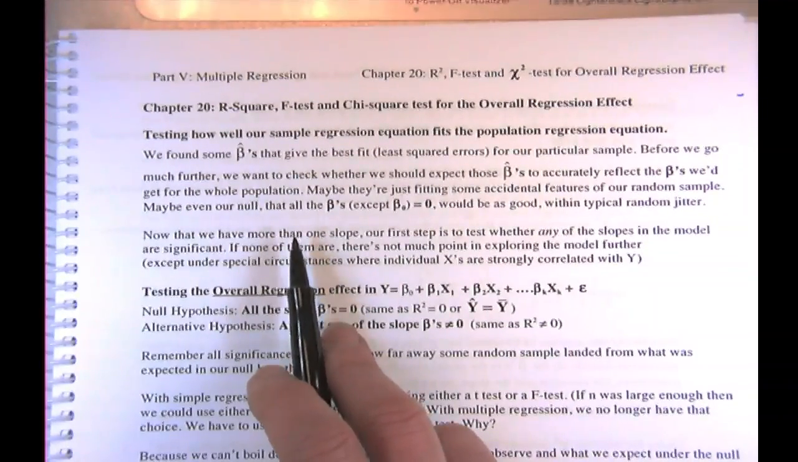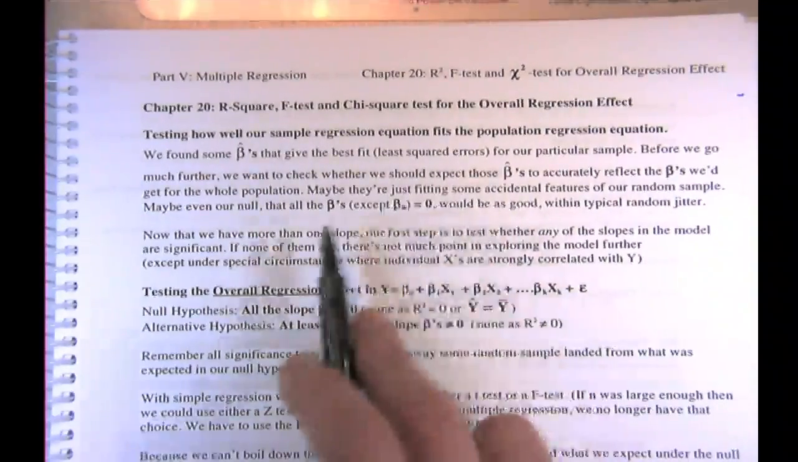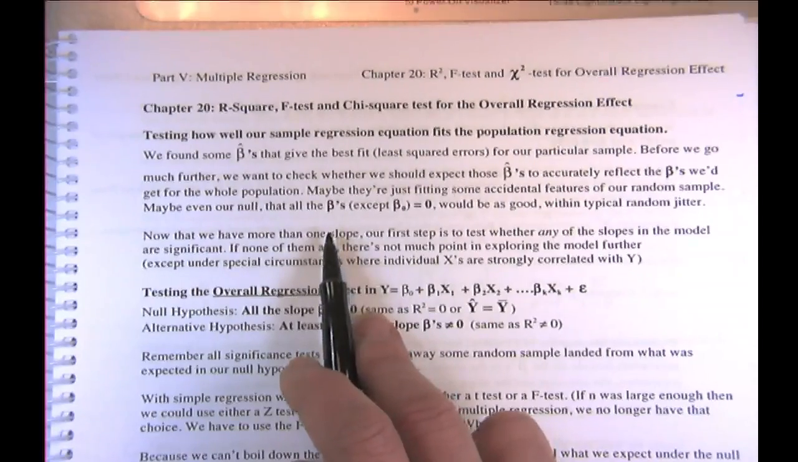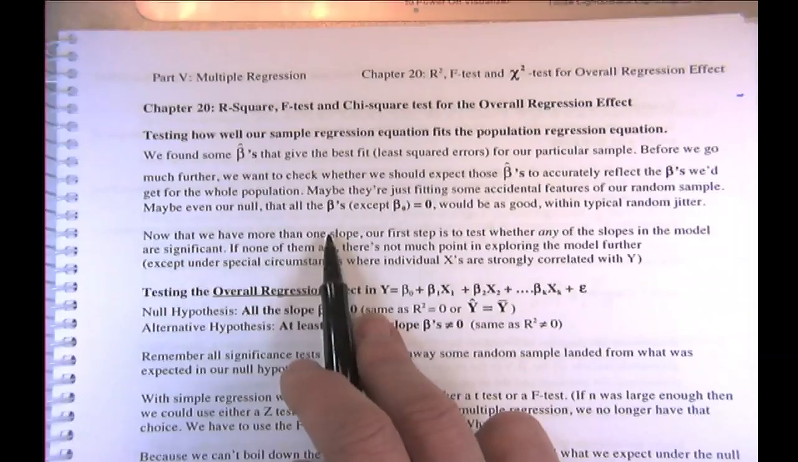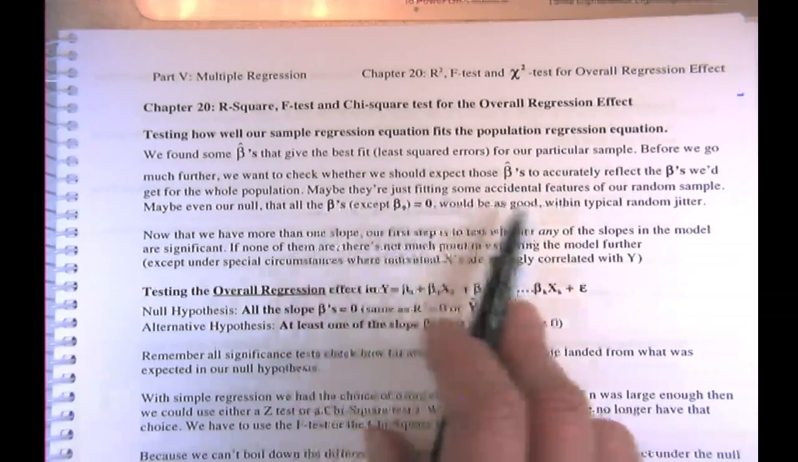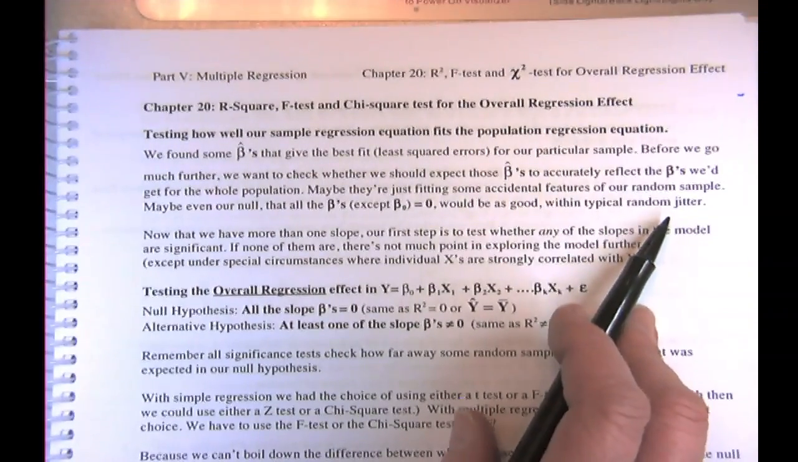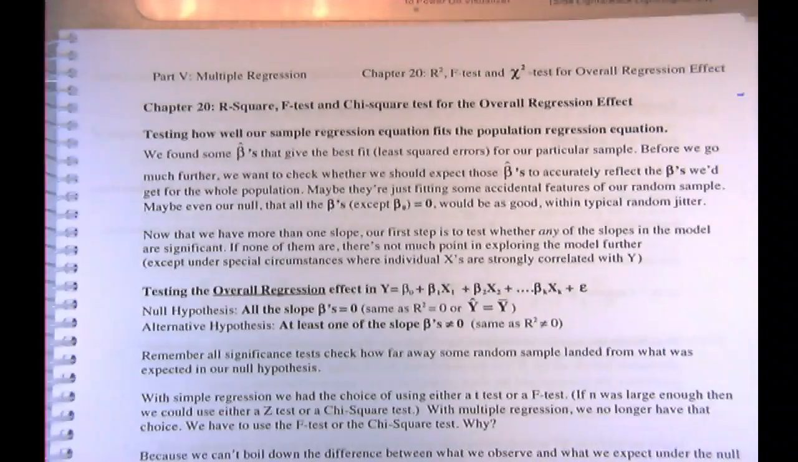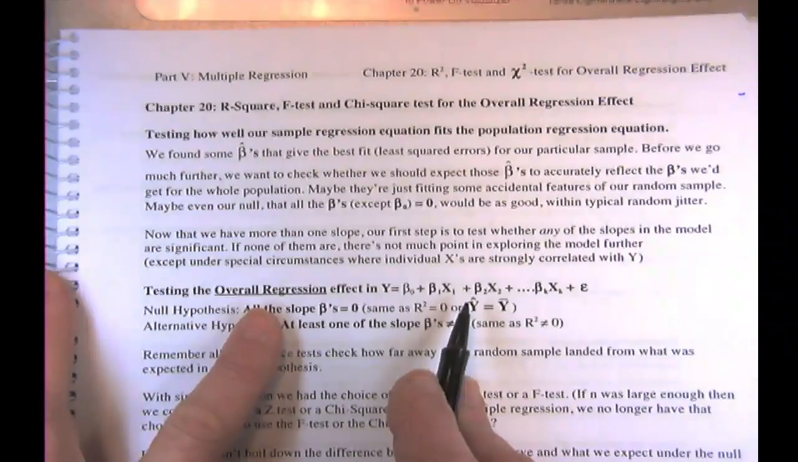Maybe even our null, that all the betas except the intercept are equal to 0, would be as good. That would be just making a prediction where all the final exams are just the average final score, and that we really don't do much better than that within typical random jitter. So first, that's called assessing the overall regression effect, testing the overall regression effect.